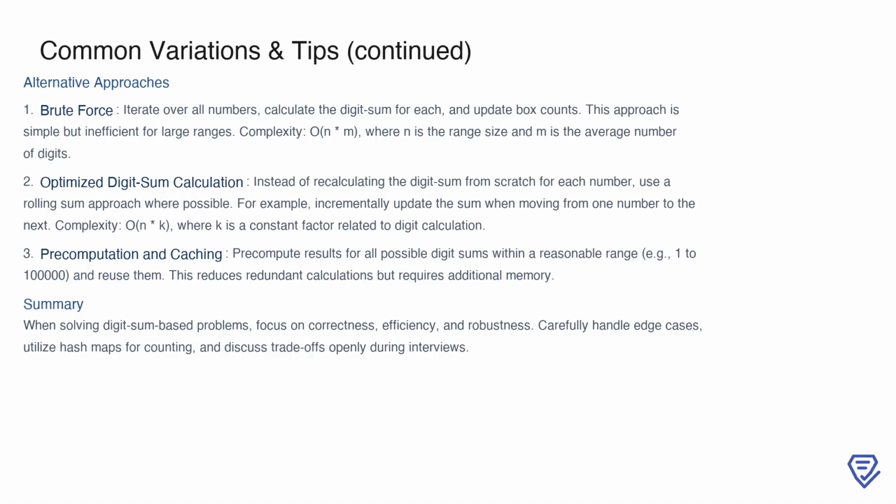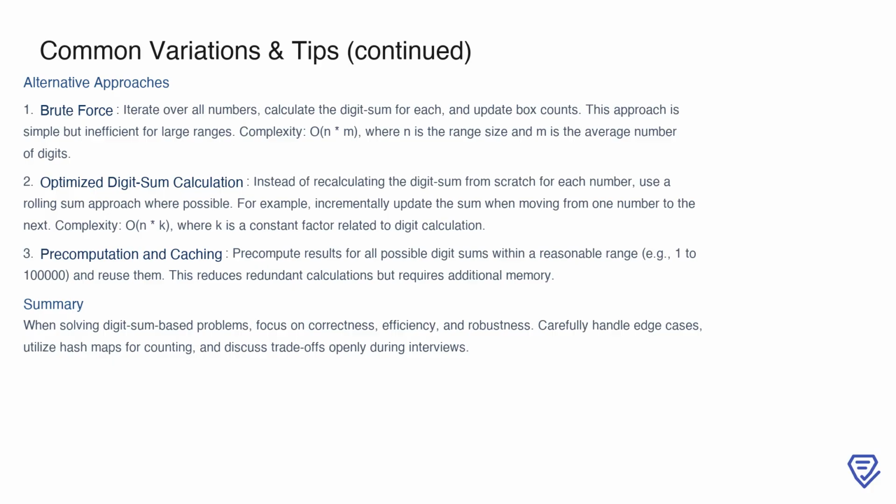Let's now explore some alternative approaches to solving this problem, starting with the brute force method. Here, you iterate over all numbers within the range, calculate the digit sum for each one, and update the box counts accordingly. This approach is straightforward, but it's inefficient for larger ranges due to its time complexity of O(n * m), where n is the size of the range and m is the average number of digits per number.